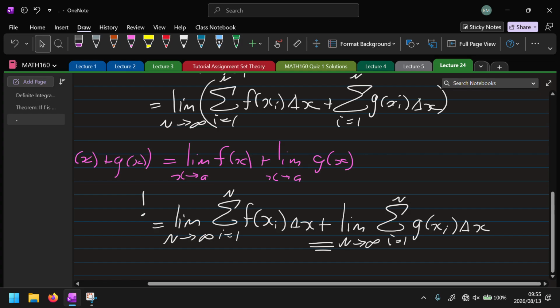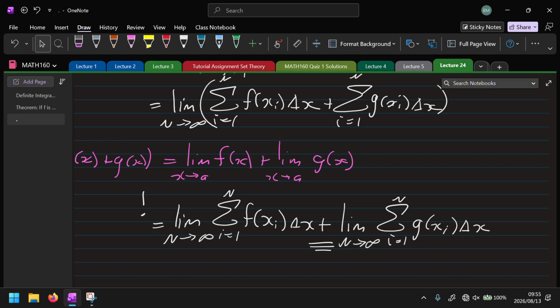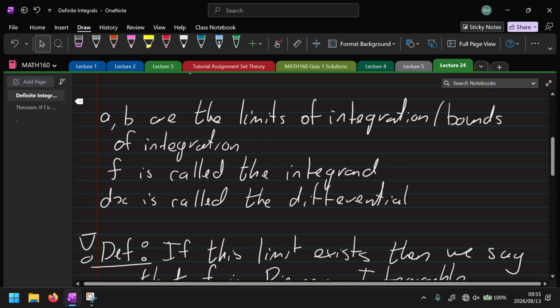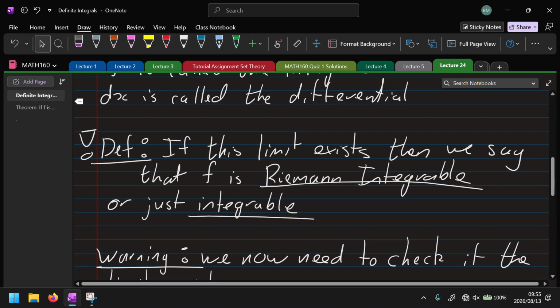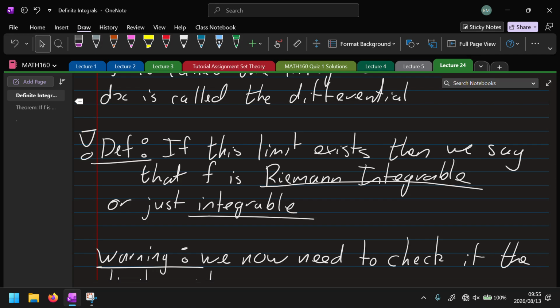So we've got these limits over here and over there, and we want them to exist. There's a little bit of terminology we used for these limits existing. What is that? Yes, you said it. If f and g are integrable, that was the terminology we used for the limits existing. We had that over here, the big warning sign definition. If the limit exists, then we say that f is integrable.